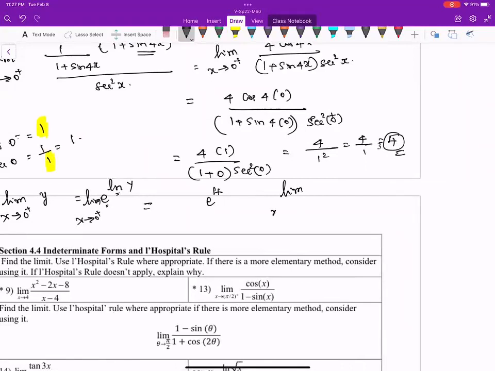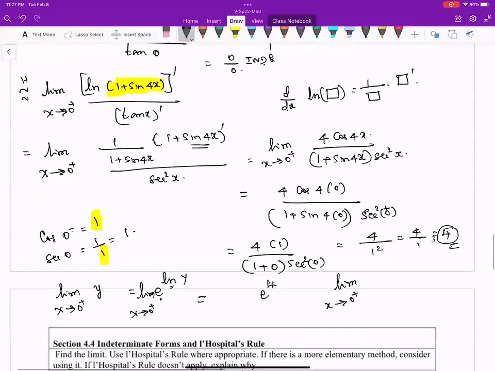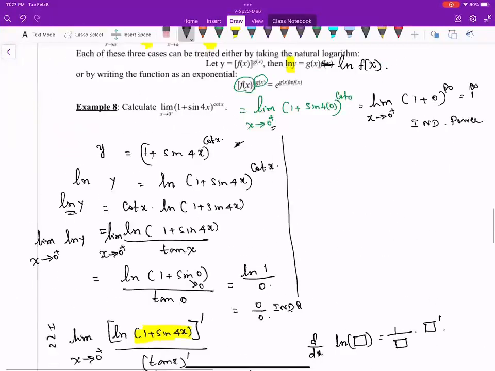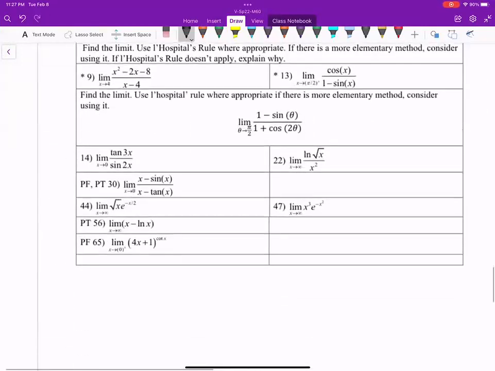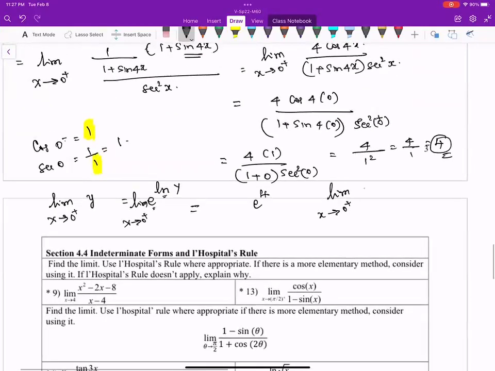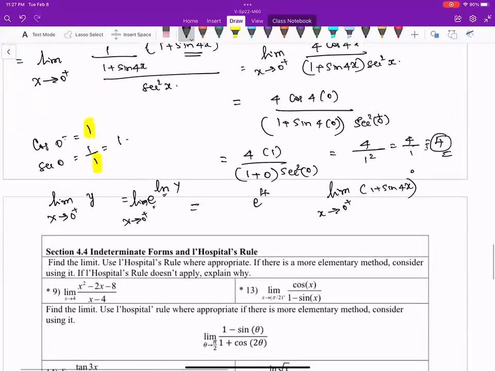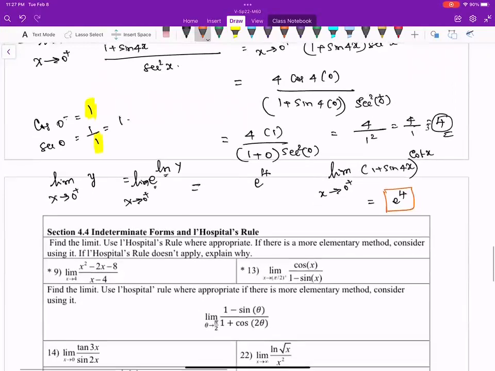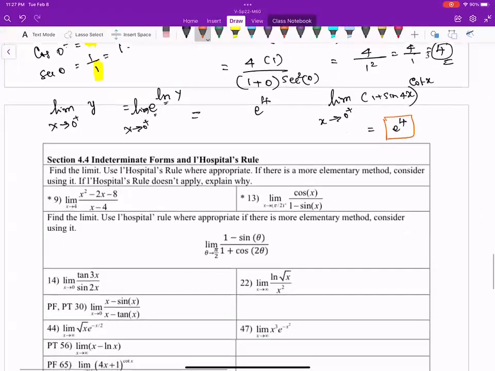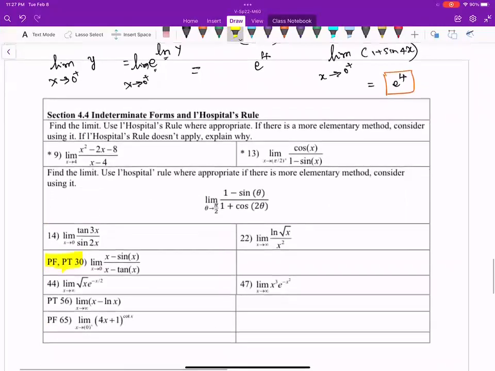So e to the 4 is the answer to this problem: the limit as x approaching 0 from the right of the function, 1 plus sine of 4x to the power cotangent x, is equal to e to the power of 4. I've done some problems in this exercise in the section videos. Please refer to them.